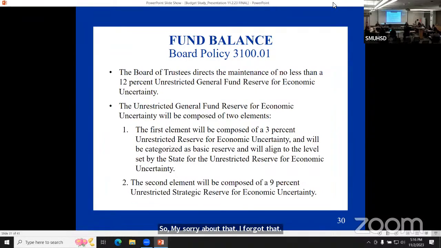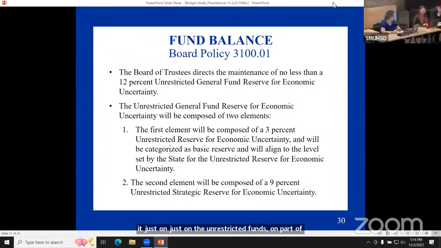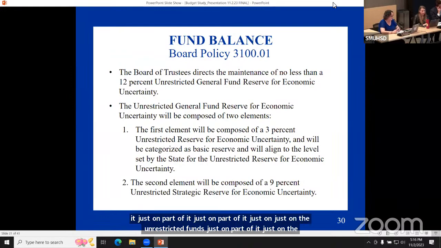Thank you for that, Yancy, because I know that we're above 18%. We're riding along 18% just on the unrestricted funds. But if you total both the restricted and the unrestricted, then of course it's well over 18%. I know the board policy was 12%.